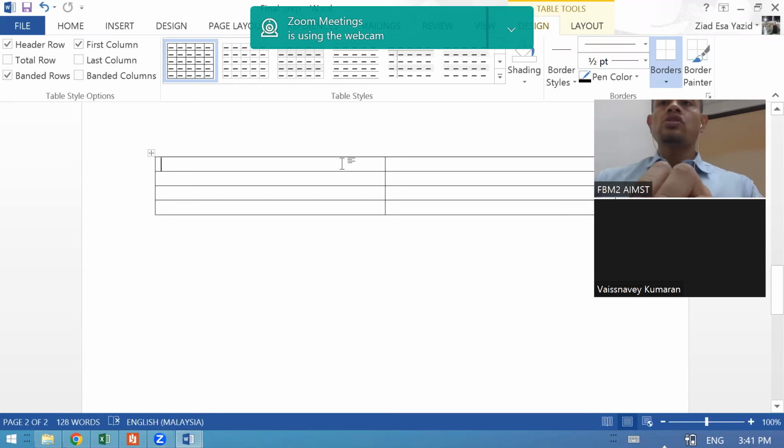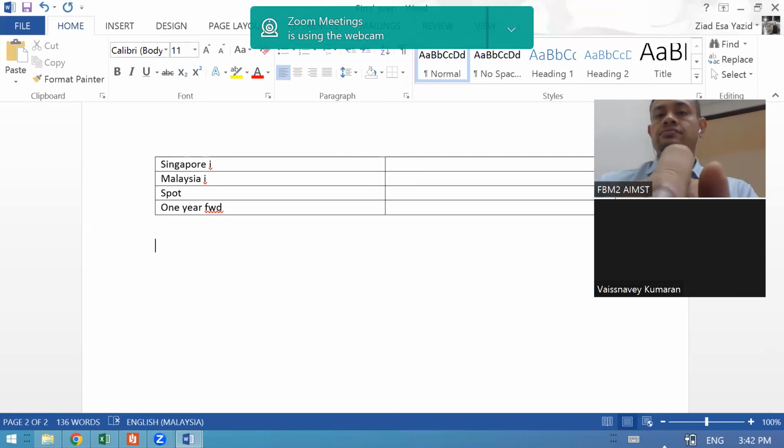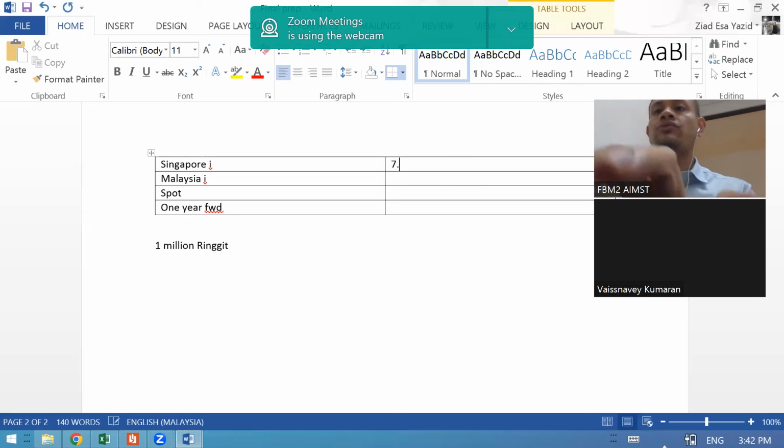Okay, so now this question is on Singapore. For Singapore interest rates, you have Malaysia interest rates, and then you have spot rates and 1 year forward. Those are the information, and then we have 1 million ringgit. Singapore interest rate is 7.5 per annum, and then Malaysian interest rate is 9.0.